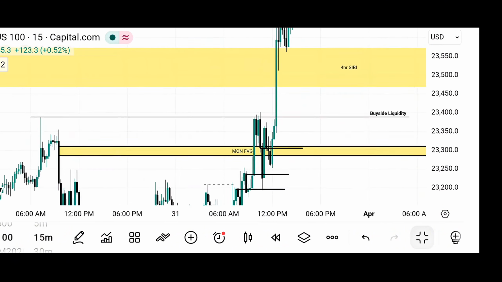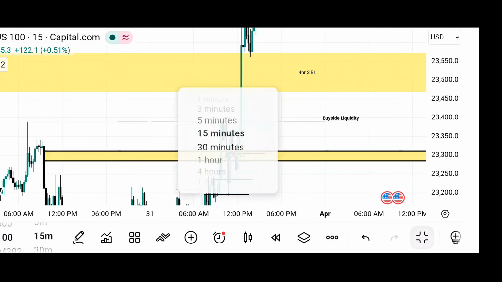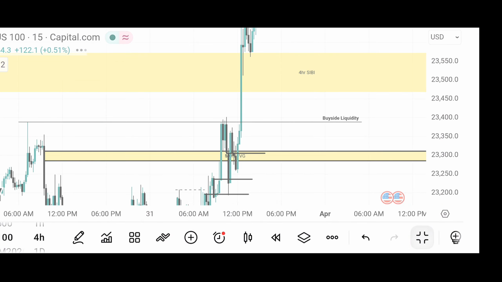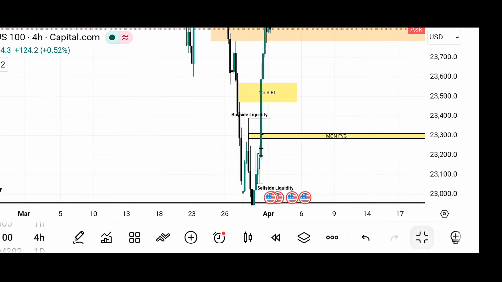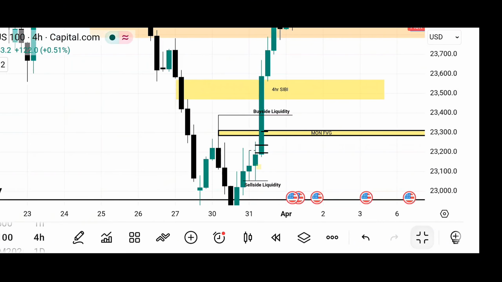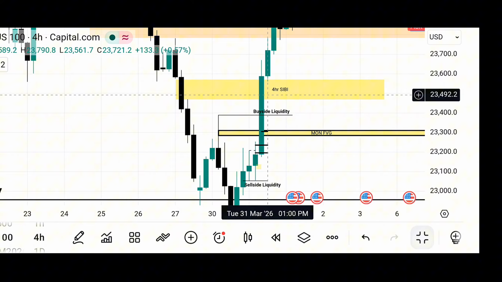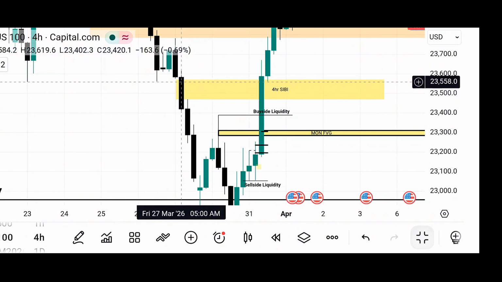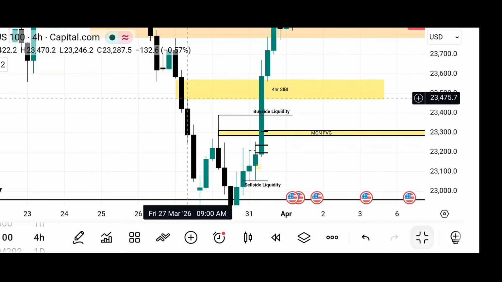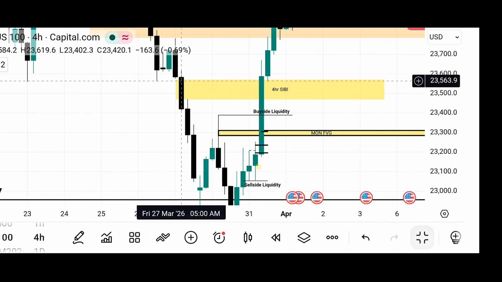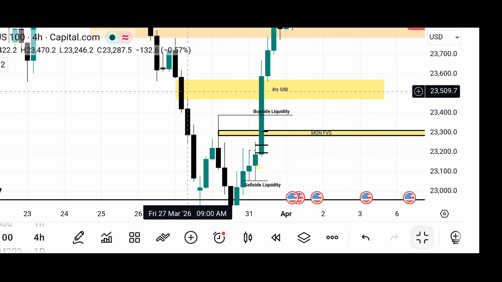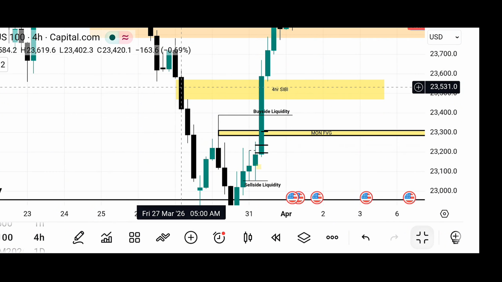So this is a 15-minute chart. Let's see how the 4-hour CB looks. This is the 4 hour CB. Sell side imbalance, buy side inefficiency. That's it. So at this range, only sell side delivery was offered.